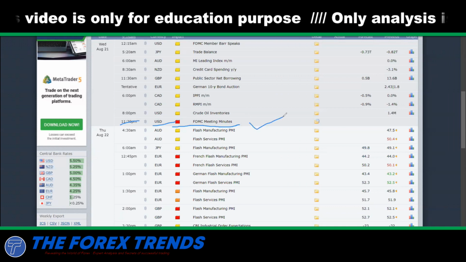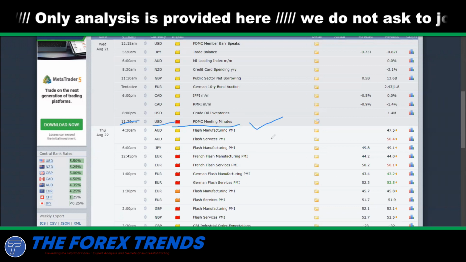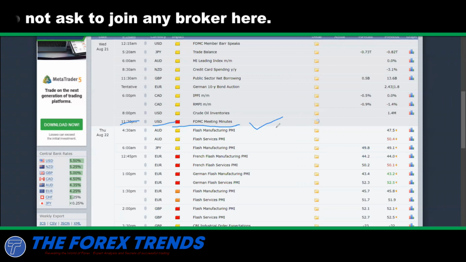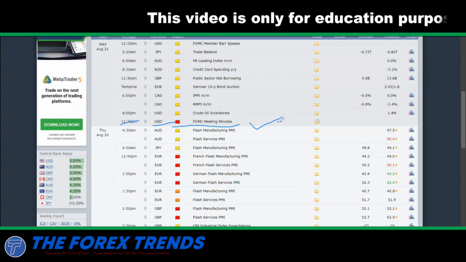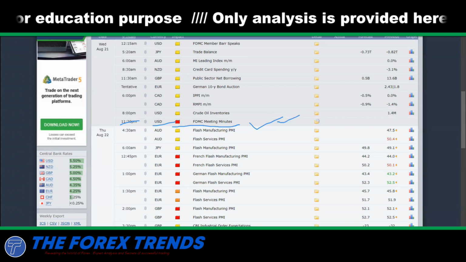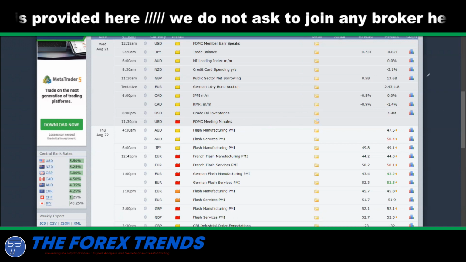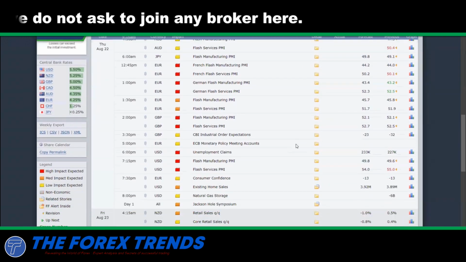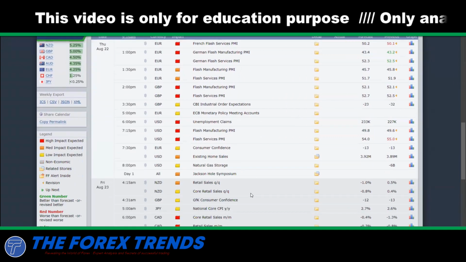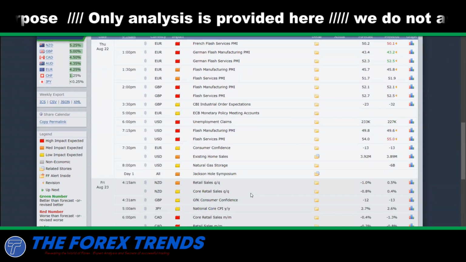My expectation is that these minutes will be dovish for the US currency, that is USD, and we will again see bullishness in gold after the release of these minutes. Okay, and on Thursday, the Jackson Hole Symposium is scheduled from 22 August to 24 August.